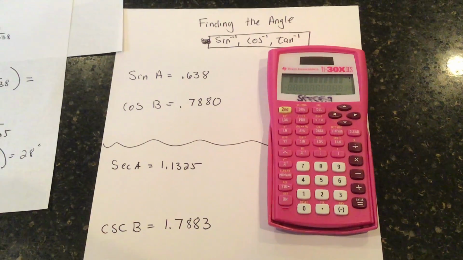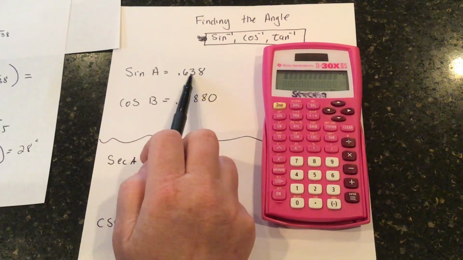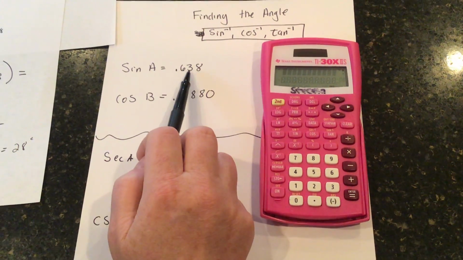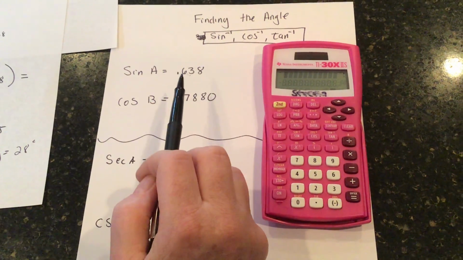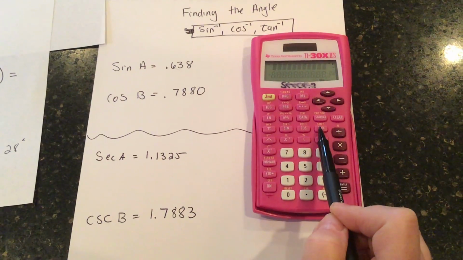Okay, now this is to find the angle. So on these problems where I'm asking you to find the angle, I actually give you what the sine of that angle is equal to. So you're kind of working backwards to find the angle. So on these, you're going to use sine inverse, cosine inverse, tan inverse.